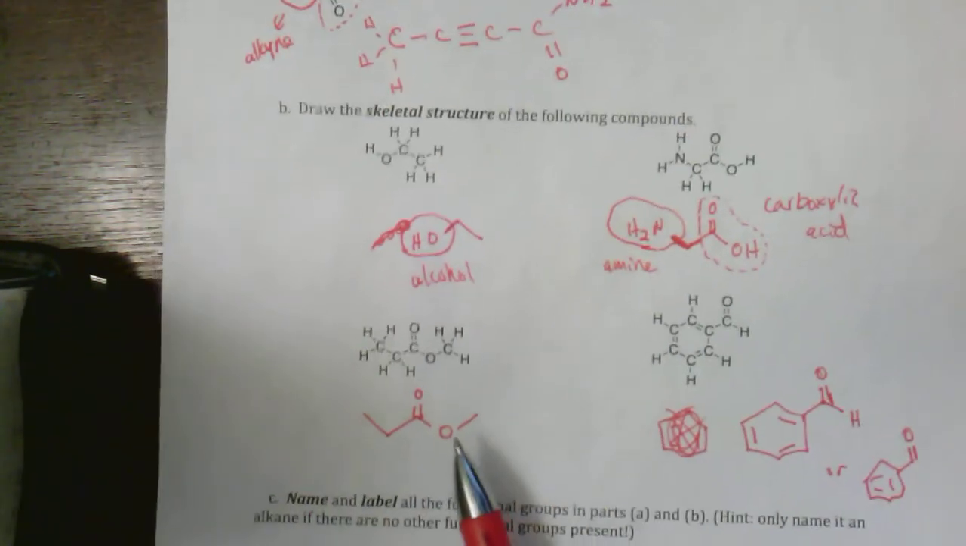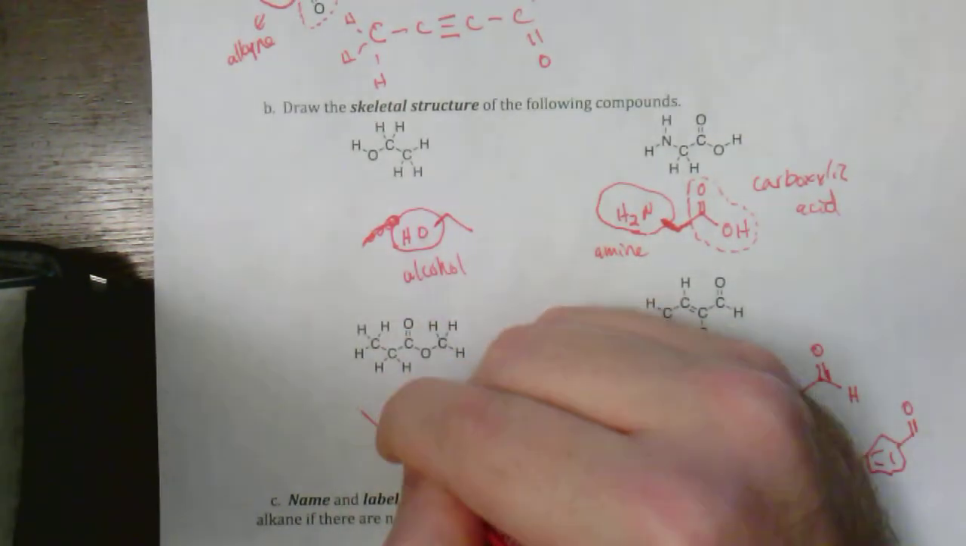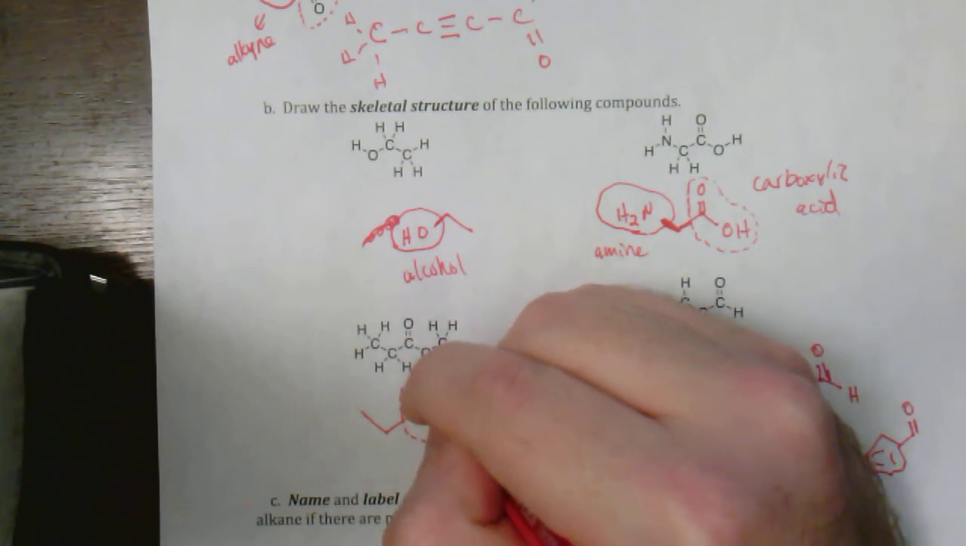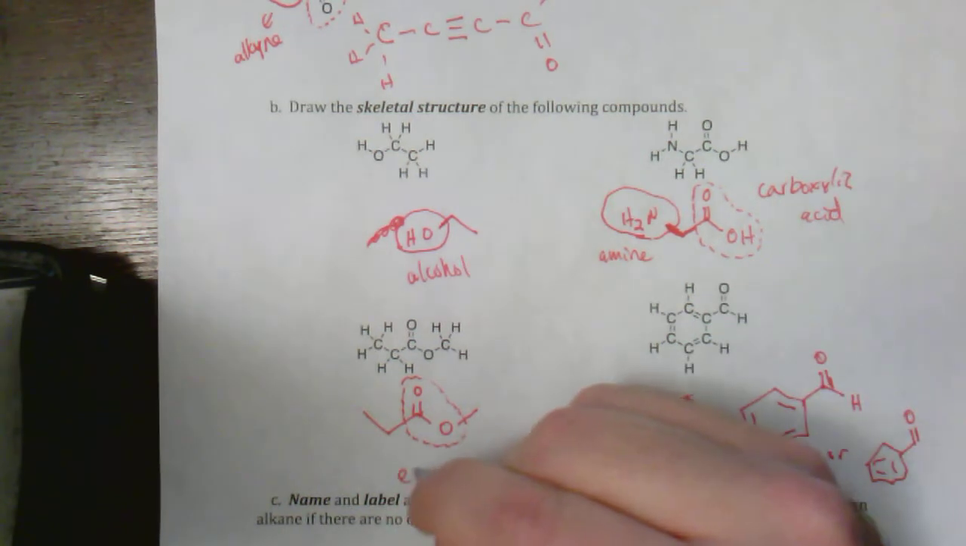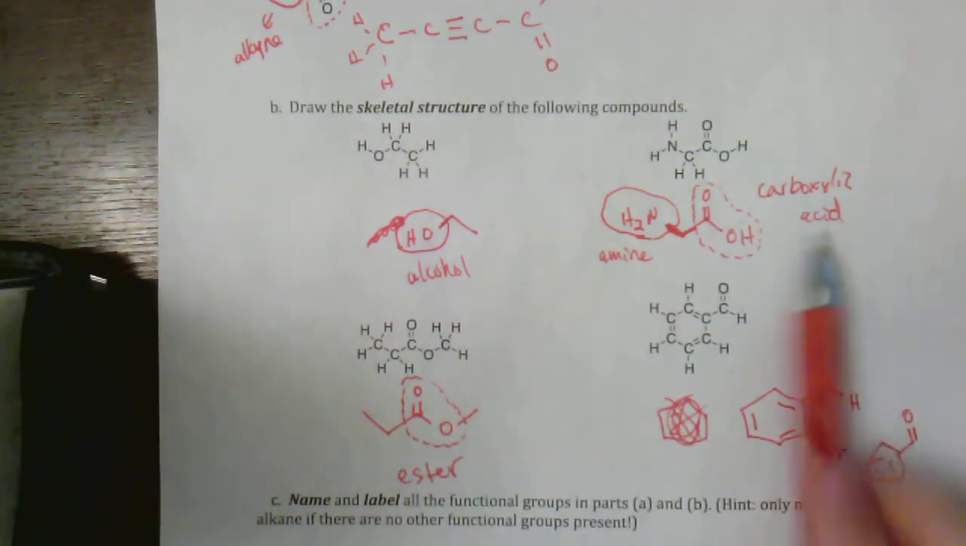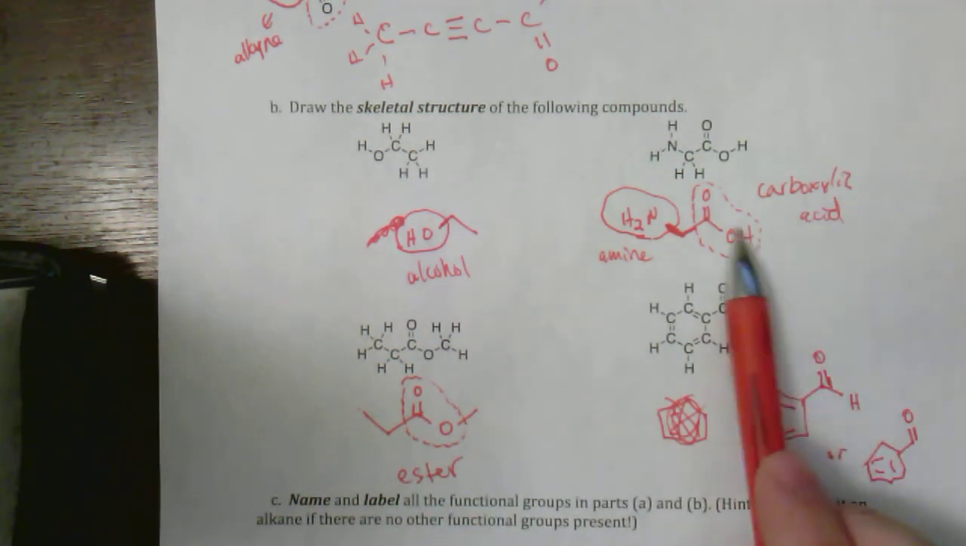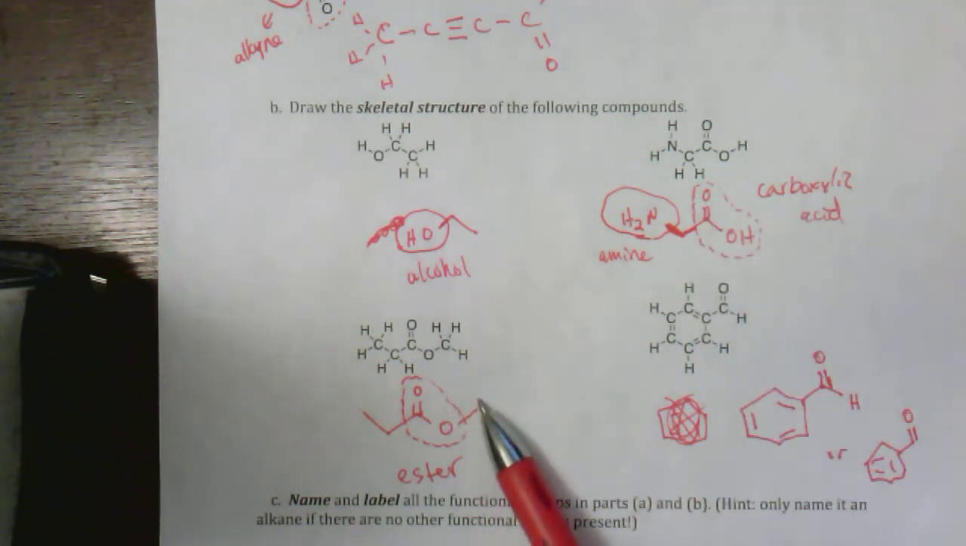Okay, next one, I have a C double bond O, so that really makes me think there's some kind of functional group. And then I have an O, but it's attached to a carbon, so that's different than a carboxylic acid, right? If this is an H attached to the O, we call it carboxylic acid. If it's an R group or a carbon, we call it an ester.